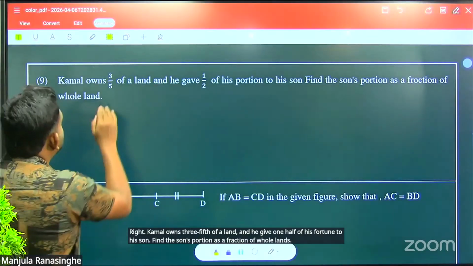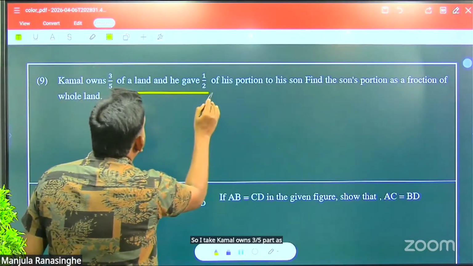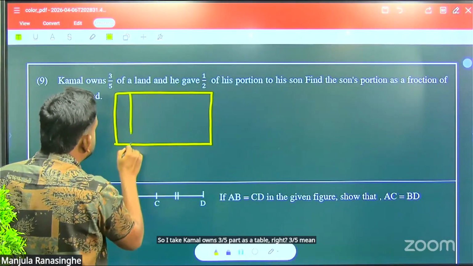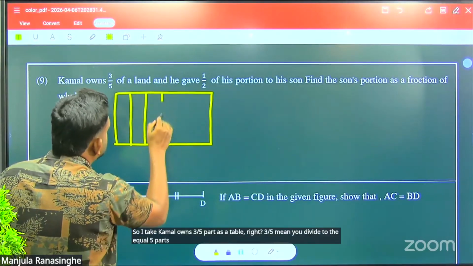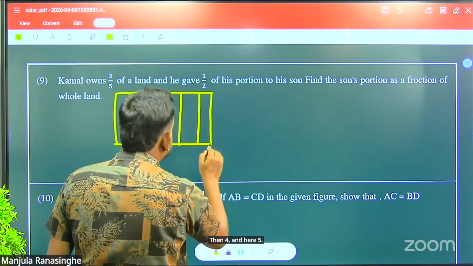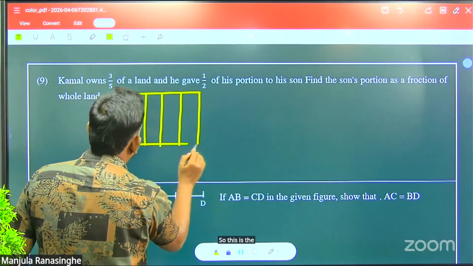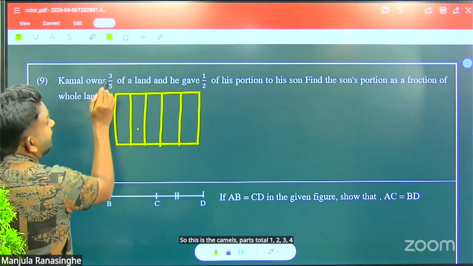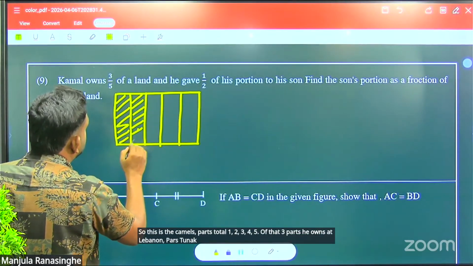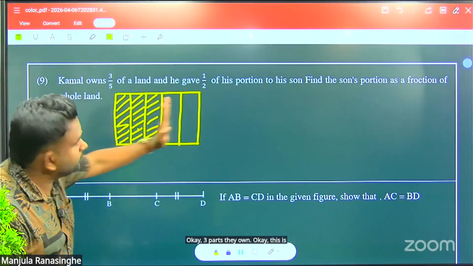Right? So I take Kamal's 3/5 part as a diagram. Kamal's portion 3/5 means you divide the land into 5 equal parts: 1, 2, 3, 4, and 5. Of that, he owns 3 parts. Okay, this is 3/5 of the whole land.